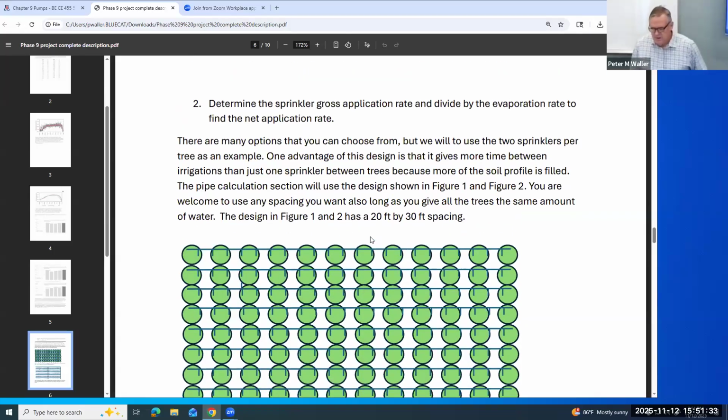The next step is to find the sprinkler gross application rate and divide by the evaporation rate to find the net application rate.